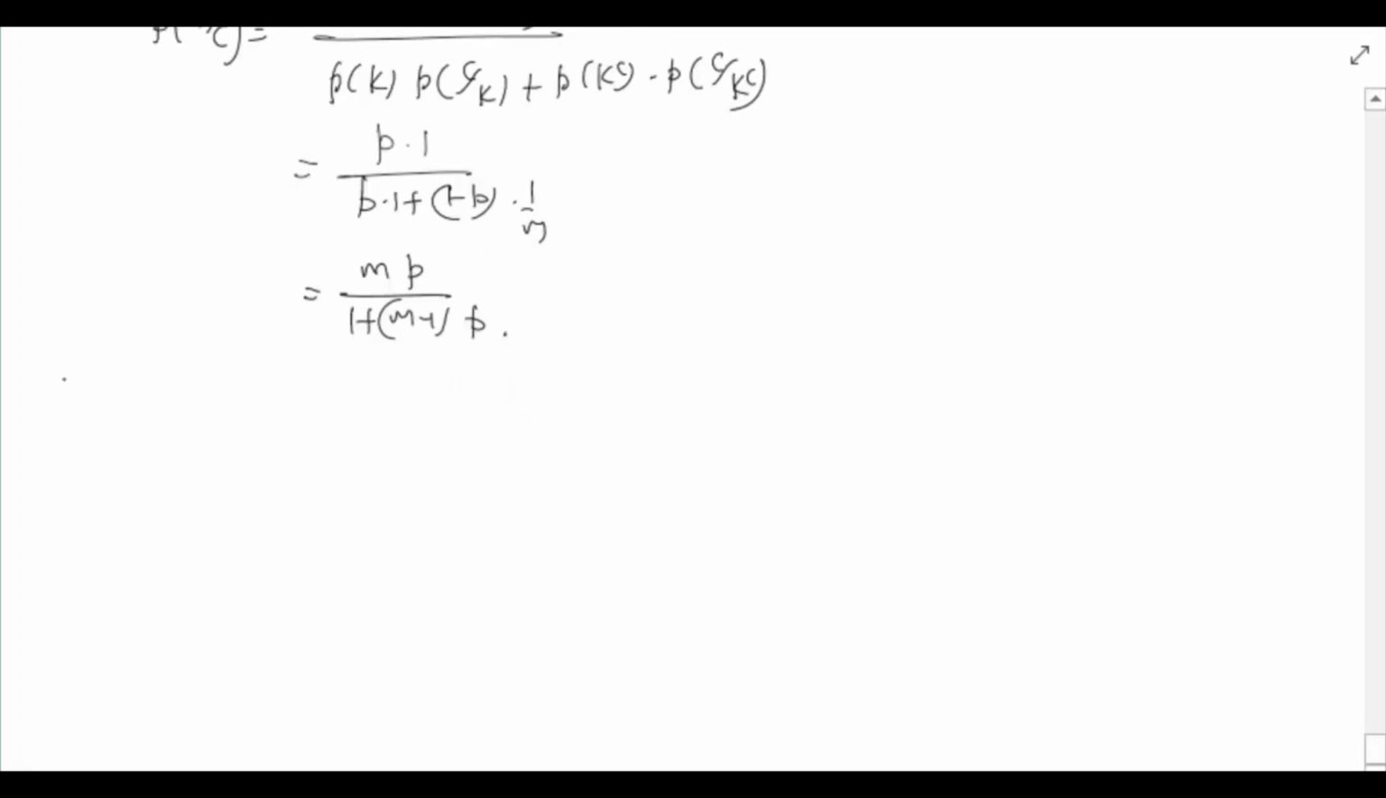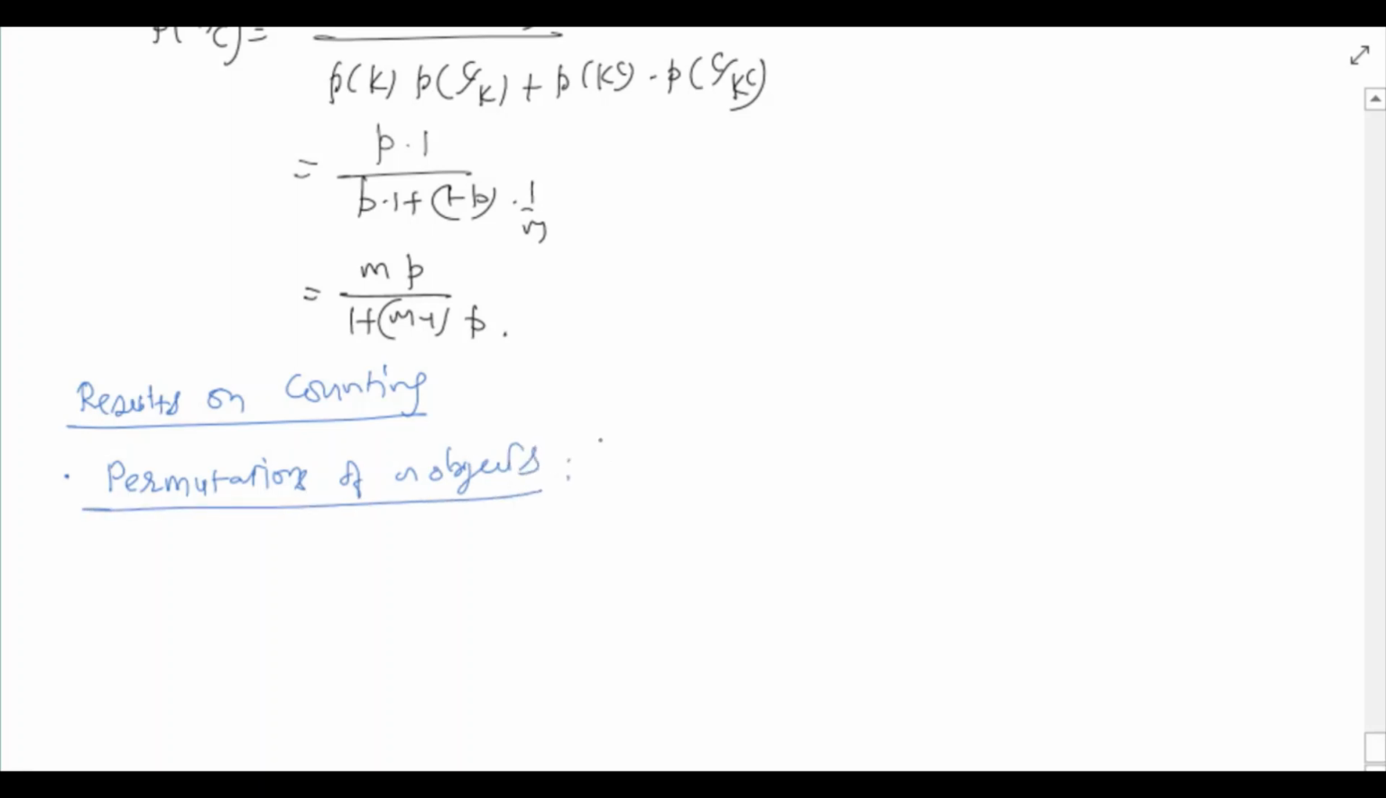Before we end this lecture, let us see a few results on counting. These results will be quite useful in computing probabilities. The first one is on permutations, permutations of n objects. The number of permutations of n objects turns out to be factorial n, that is n times n minus 1 up to 1.